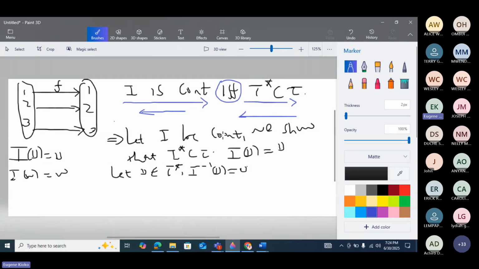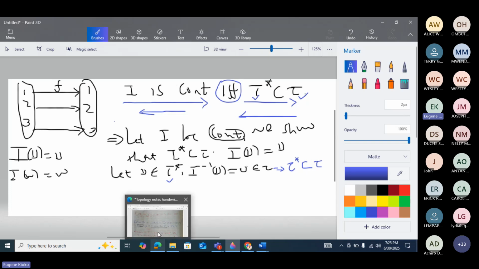But you already know it is continuous. If it is continuous, it means that inverse is in the original topology. And if you can remember from basic maths, how do we show that something is a subset of the other? By picking an element in the first one, showing the same element is in the second. So we have picked an element in tau star, and we have shown the same element is in tau. So that simply means tau star is coarser than tau, or tau is finer than tau star. And that one, you have done the forward direction.